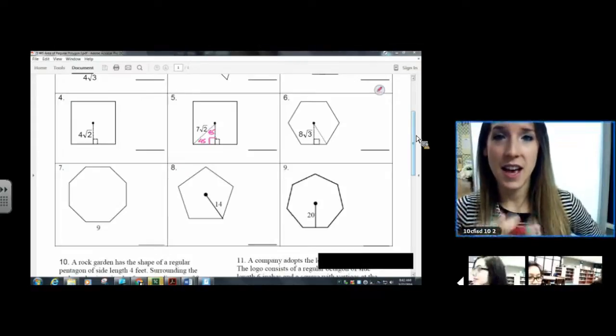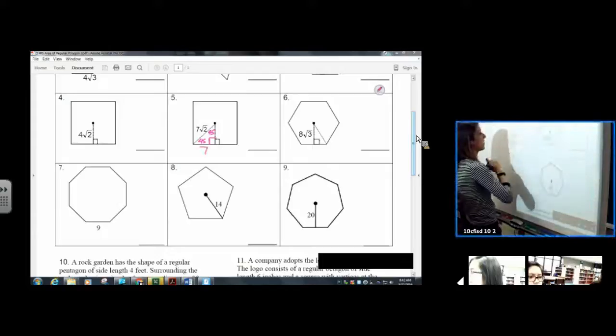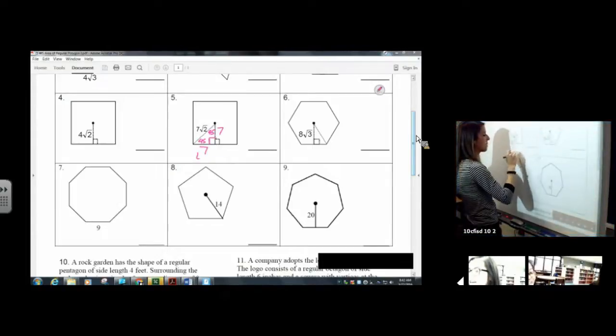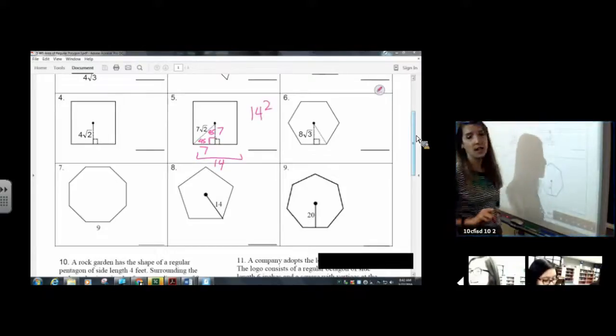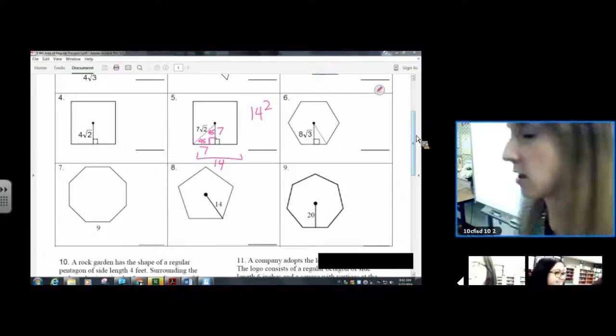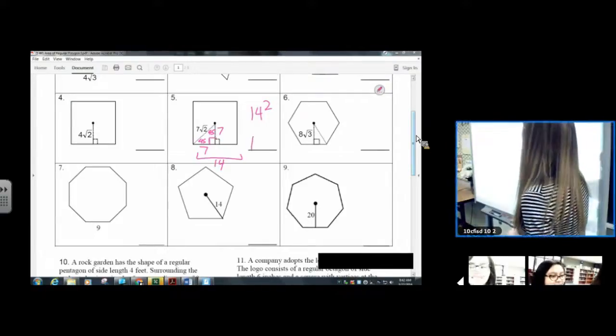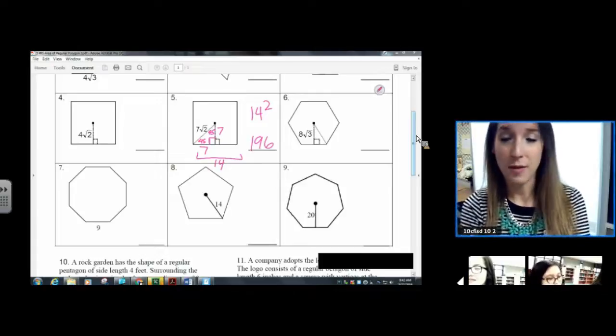X, X, X root 2. So it's, of course, 7, 7, 7 root 2. I'm not assuming. I know that the side is 14. So then all I have to do is 14 squared to find my area. So that one was nice. The numbers were whole numbers, and we got to use our 45, 45, 90 rule.